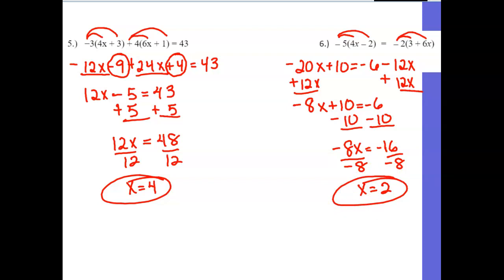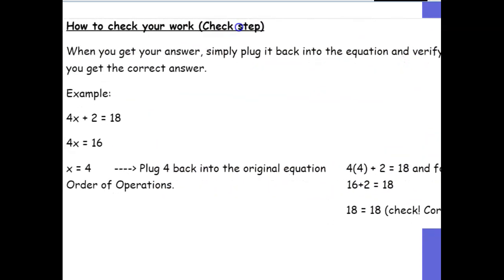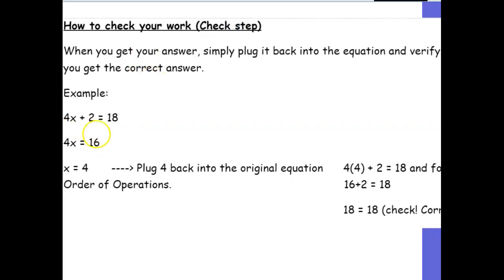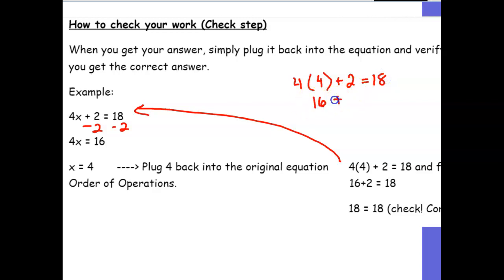Okay, so I know that was a lot, but I want to make sure we do our check step, we want to verify that we know how to do that. So we take this example, 4x plus 2 equals 18. In this case, we subtracted 2 from both sides, and we got 4x is equal to 16. We solved, we got x is equal to 4. Again, we plug 4 back into the original equation, so we go back here, and I did it right here, but I'll do it again, so it's 4 times 4 plus 2 equals 18. Now I follow my order of operations to verify that 18 is indeed equal to 18, so we know we got the right answer. Okay, this is important.